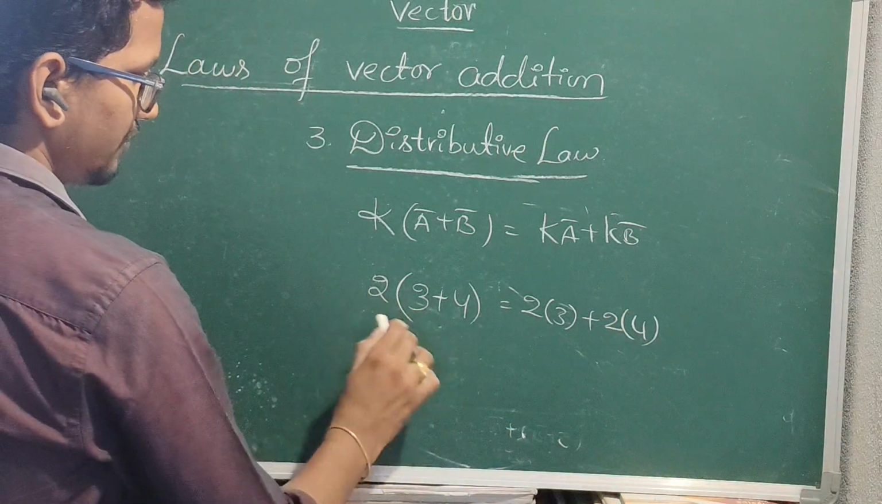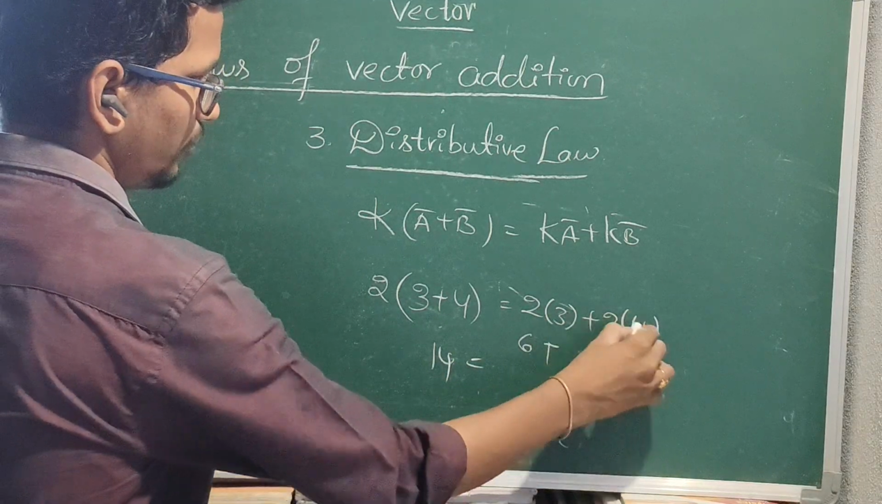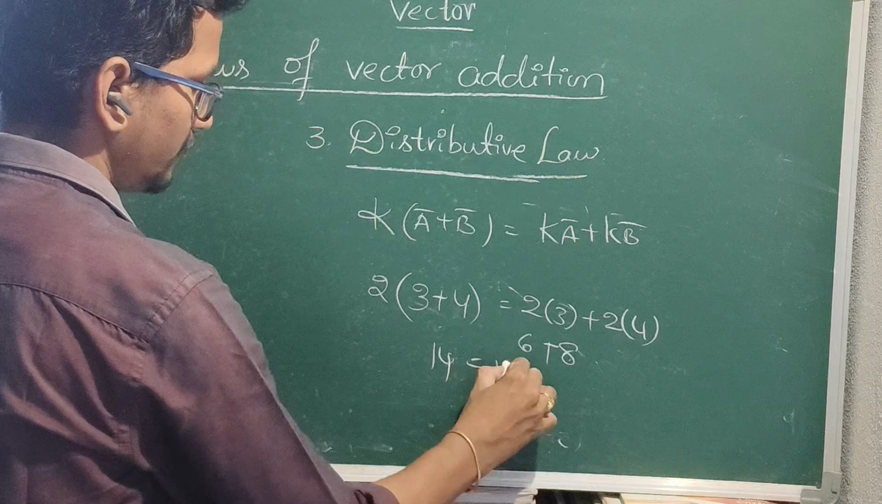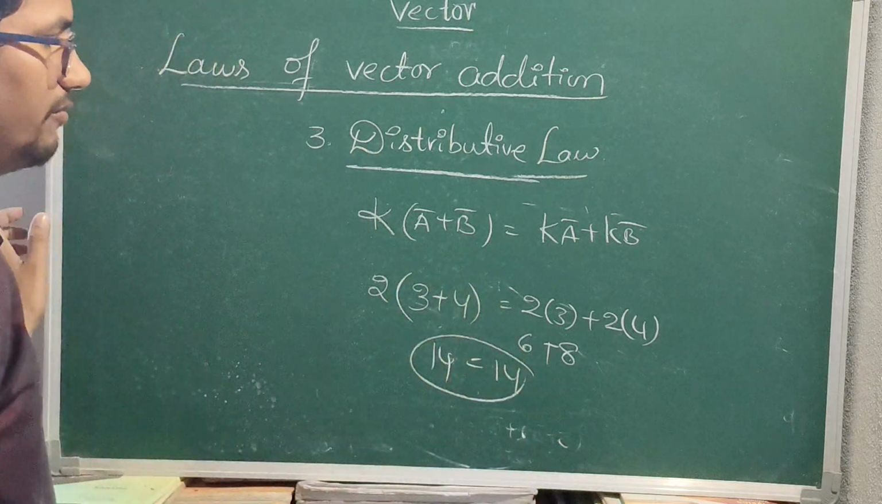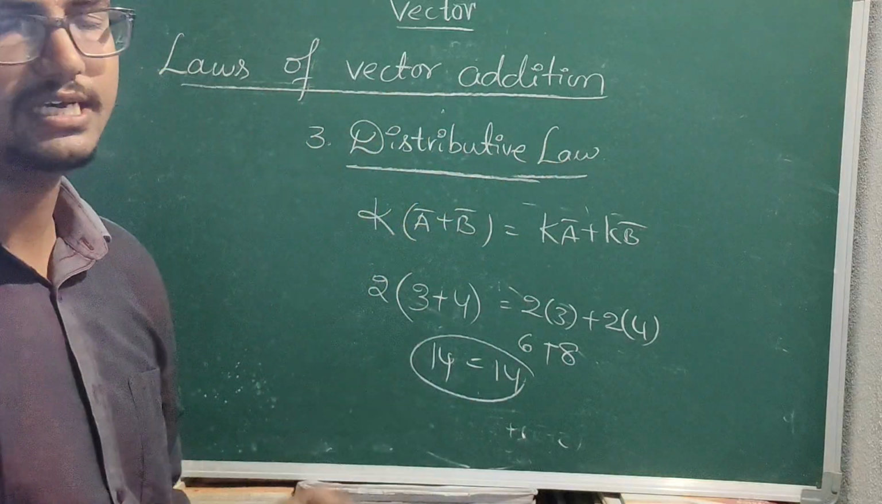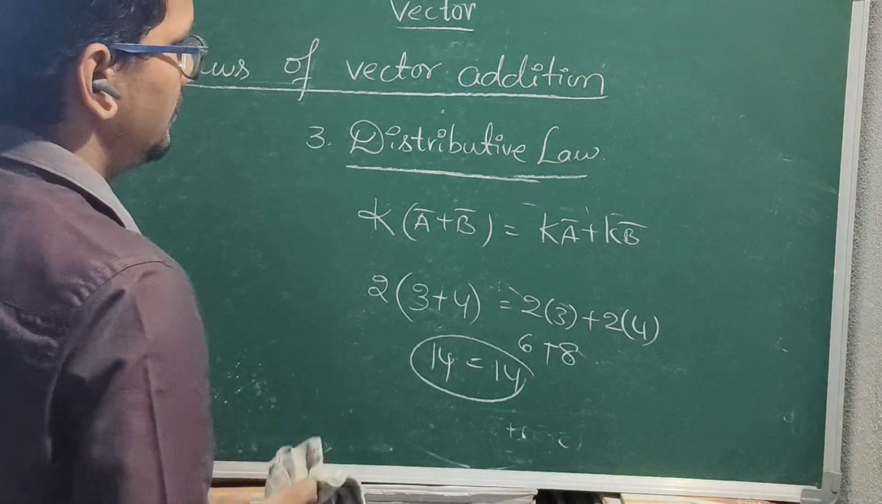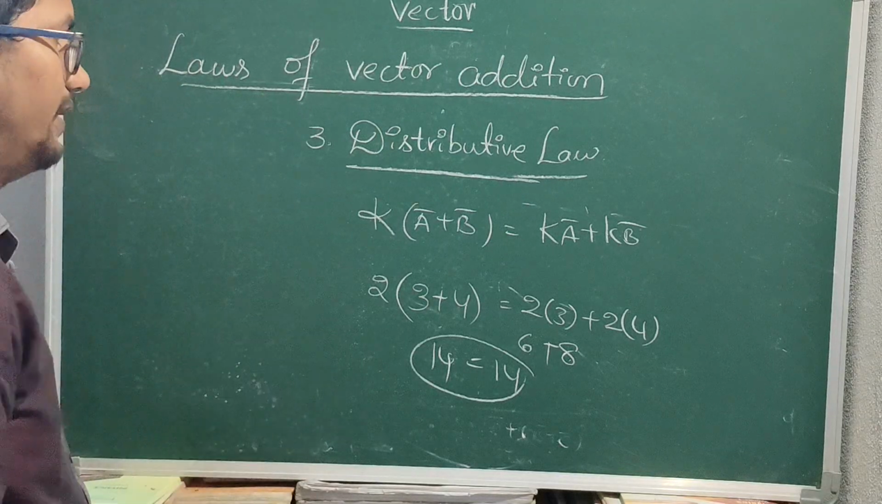3 plus 4 is 7, and 7 twos are 14. 2 into 3 is 6, plus 2 into 4 is 8. 6 plus 8 is 14. The magnitudes are always the same. That's why the distributive law also obeys the laws of vector addition.